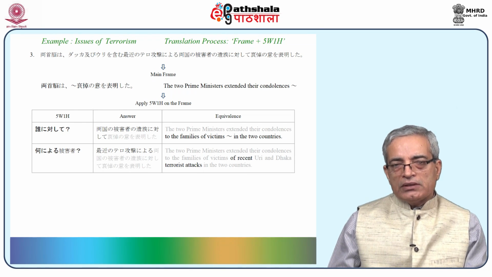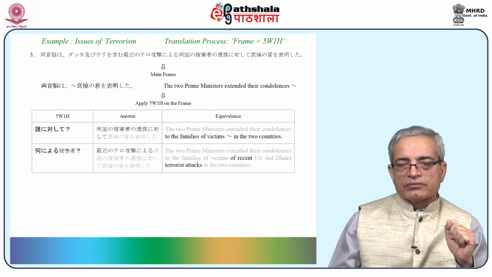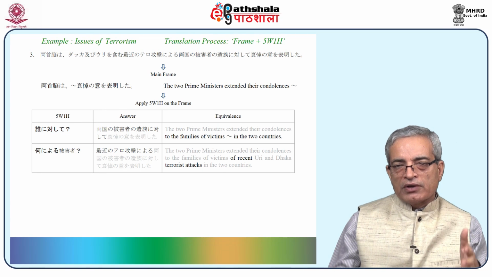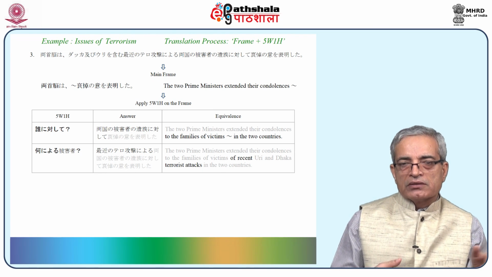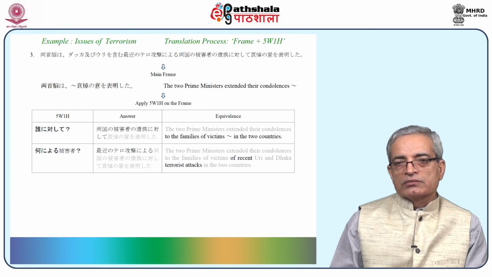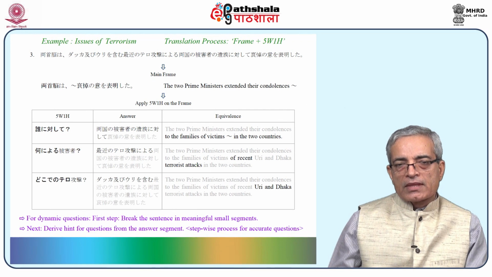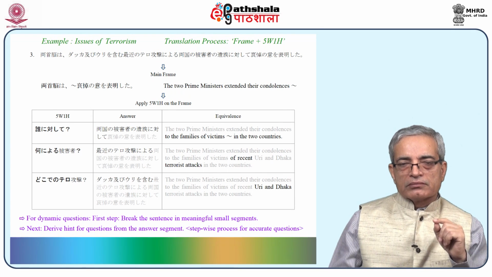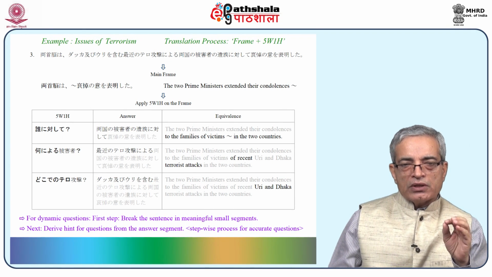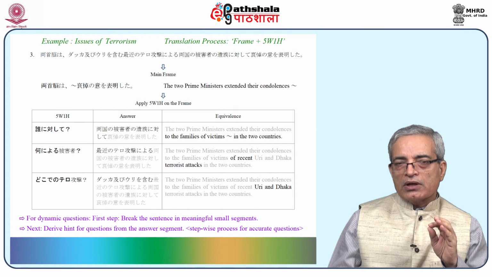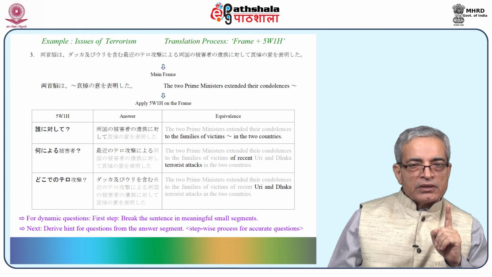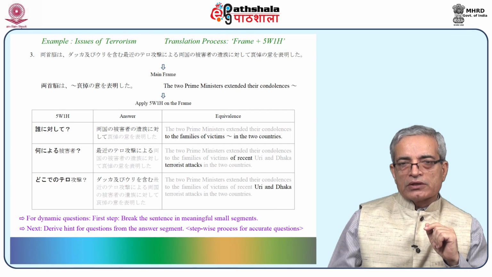Okay, nani ni yoru higaisha desu ka? Saikin no tero kougeki ni yoru. Okay, so the one who got the impact because of the recent terrorist act. Okay. どこでテロ攻撃がありましたんですか? Daka yobi uri o fumu. Okay, now my question was どこでテロ攻撃がありましたか? And now see here, it's どこでのテロ攻撃.